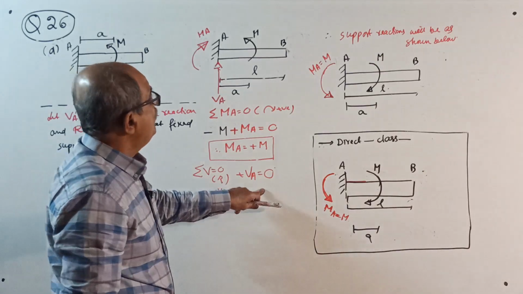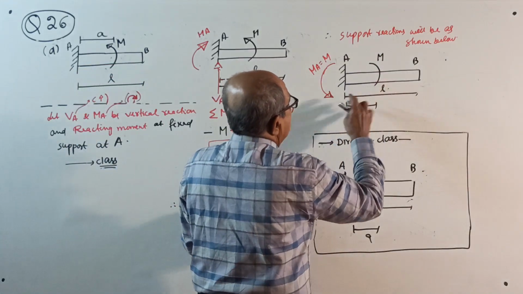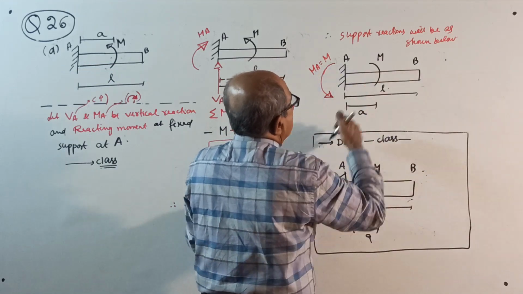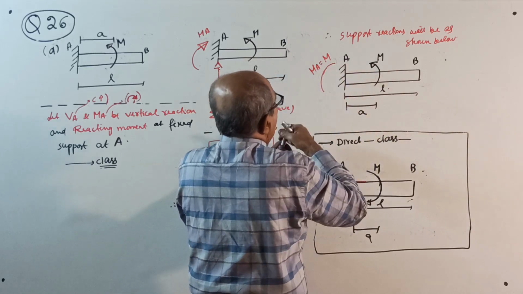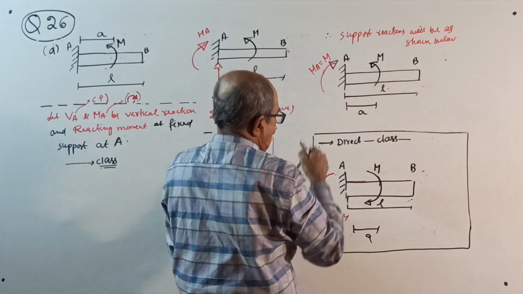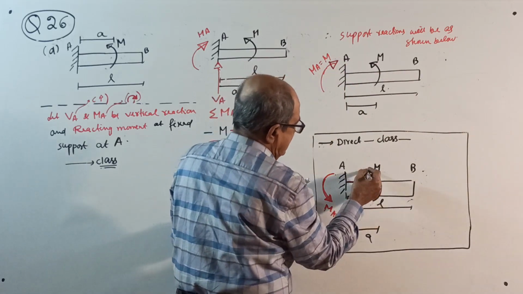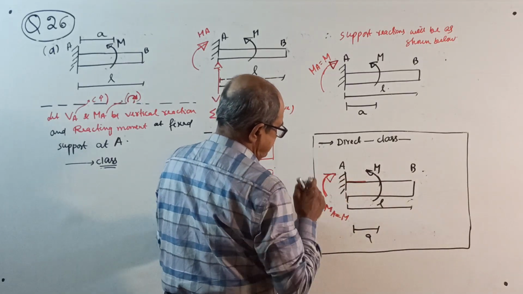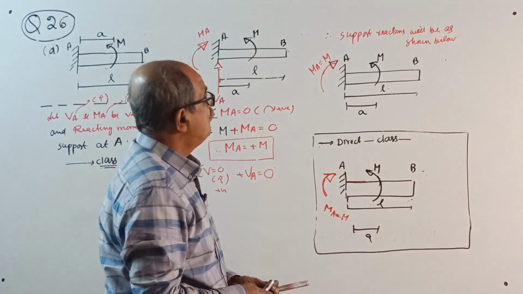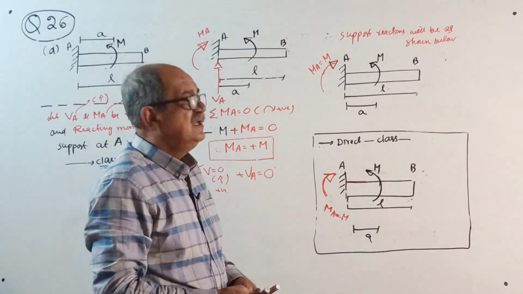So, if you apply an anti-clockwise couple M at A from here, the reacting moment will be clockwise, MA equal to clockwise M. Directly, apply anti-clockwise M, balancing is clockwise M. Over. See how fast four questions are over.